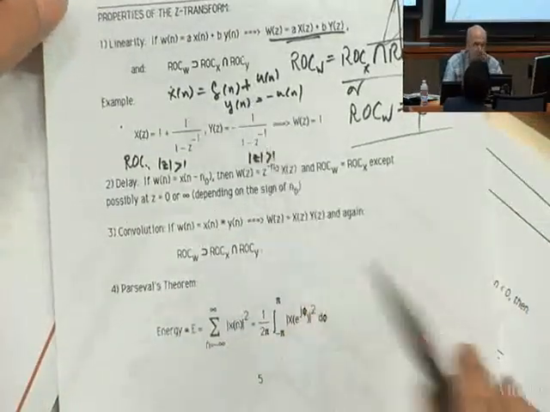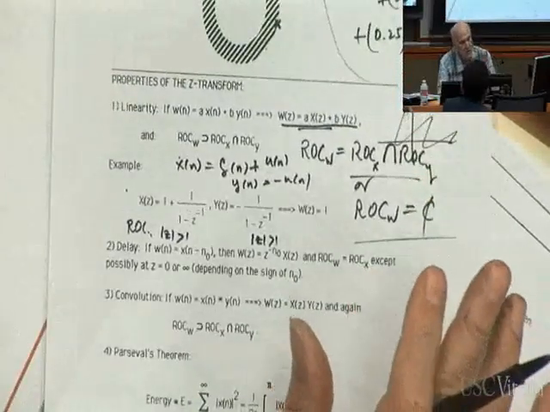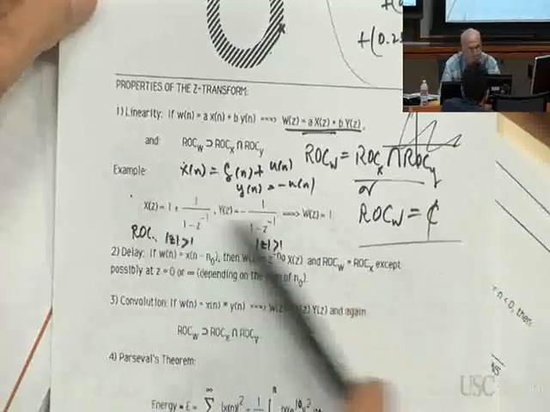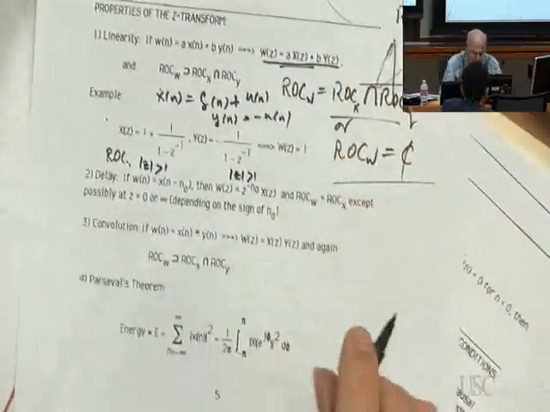X of n is delta of n. Everywhere is the region of convergence. So the ROC is a little bit tricky if you get this pole zero or this pole cancellation. But that aside, it's generally the intersection.